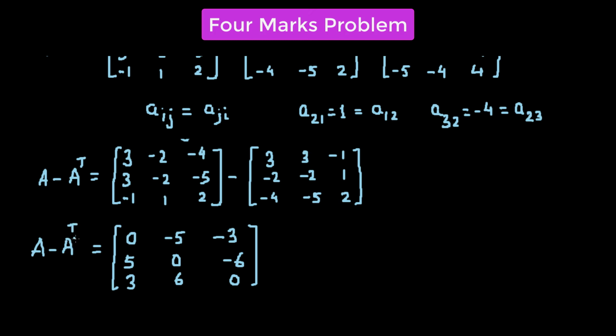Let's quickly check if this is indeed a skew-symmetric matrix. The definition tells us that if we take an element Aij, that must be exactly equal to the negative of Aji.